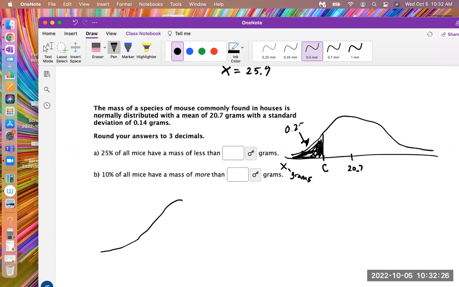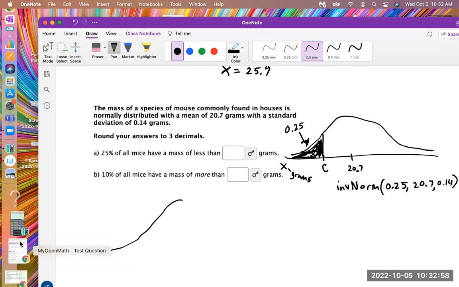To find the value such that 25% of the data is to the left of it, you use inverse norm on your TI-84 calculator. You enter the area to the left of the value you're looking for, so that's 0.25. Then you enter the mean and standard deviation: the mean is 20.7 and the standard deviation is 0.14. Then you press enter, and that's how you get your answer.